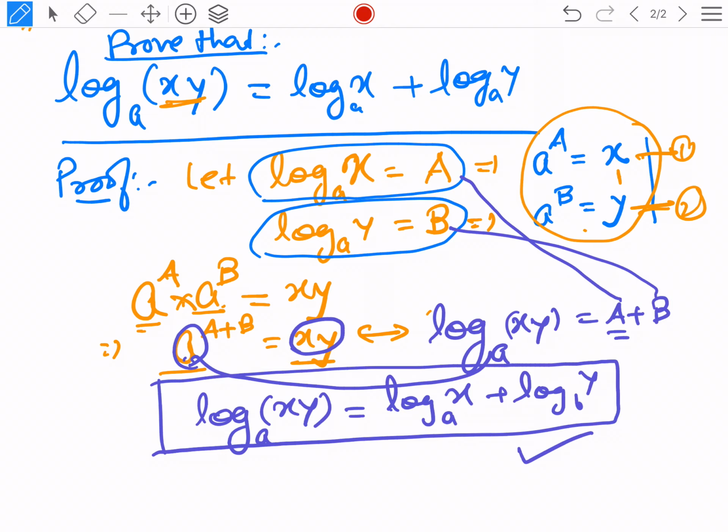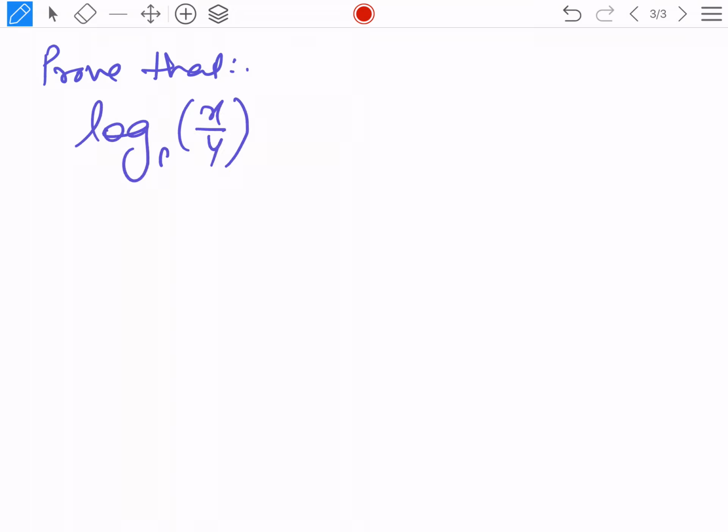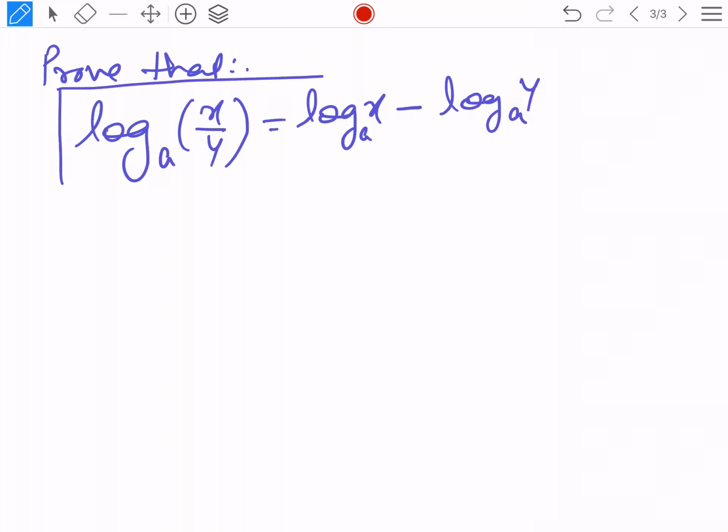Similarly we can prove the next one. The question is: prove that log of x upon y base a is equal to log of x base a minus log of y base a. So students, please try this proof at home. Here again we will use the theory of indices.